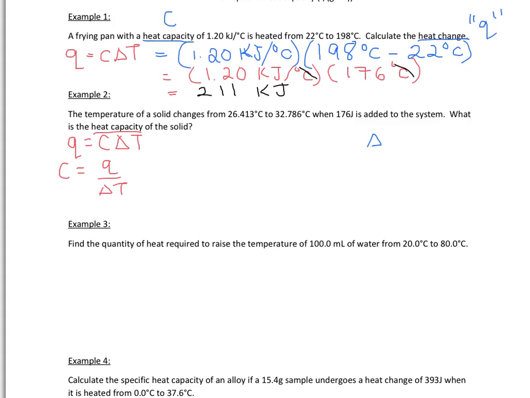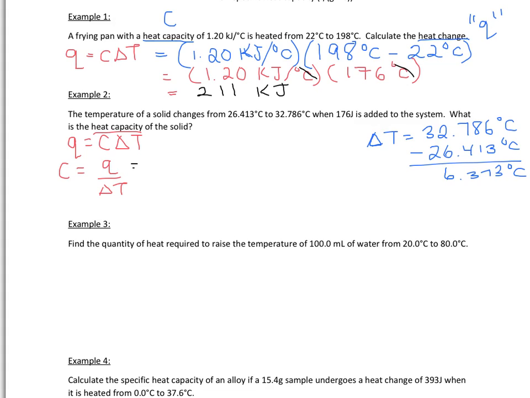I'm going to calculate delta T off to the side so I can ensure my significant figures. The final temperature here was 32.786 degrees Celsius minus the initial of 26.413 to give me an answer here of 6.373 degrees Celsius. And this is an example of where delta T causes a change in significant figures. Both of my temperatures quoted had 5 significant figures, but now I'm down to just 4 in 6.373.